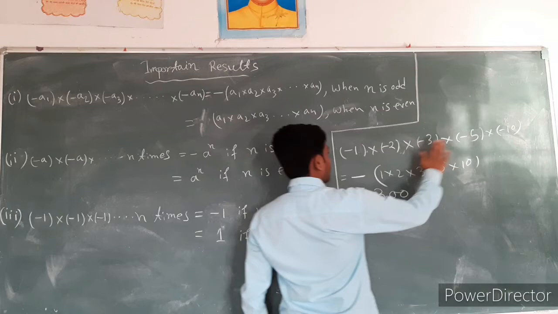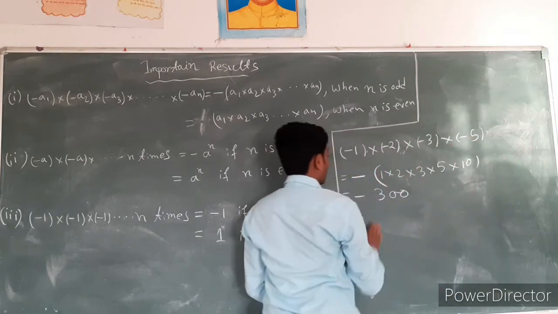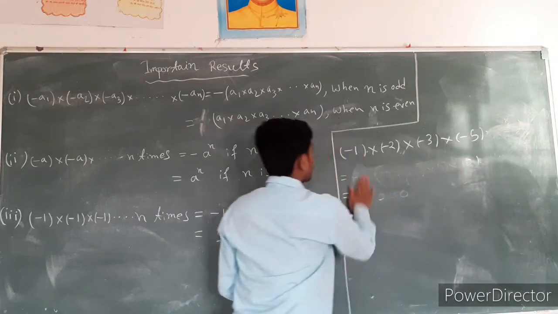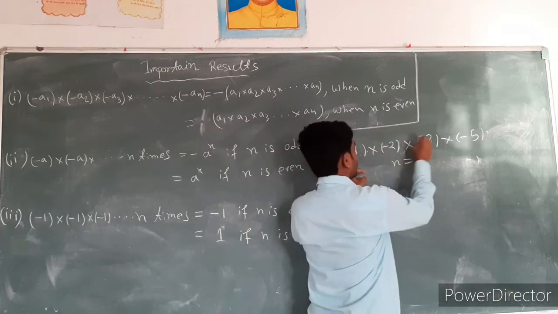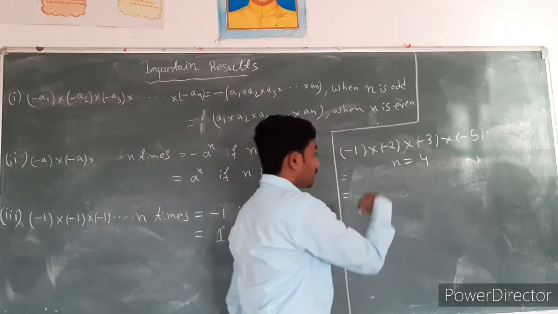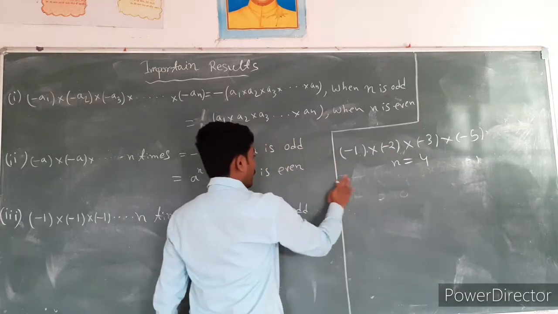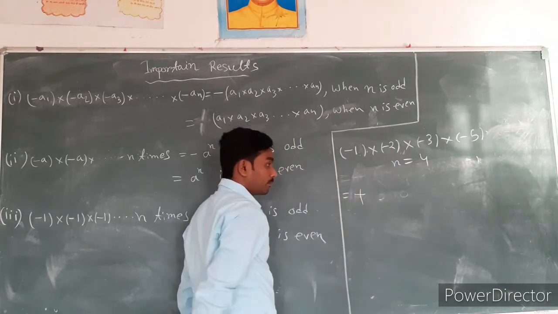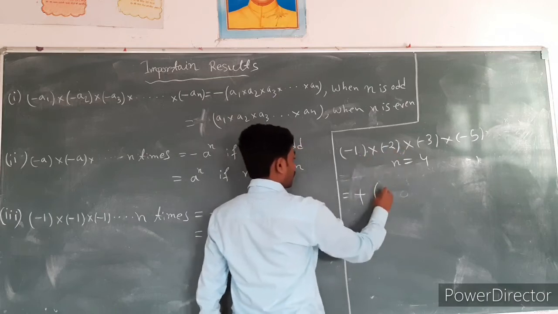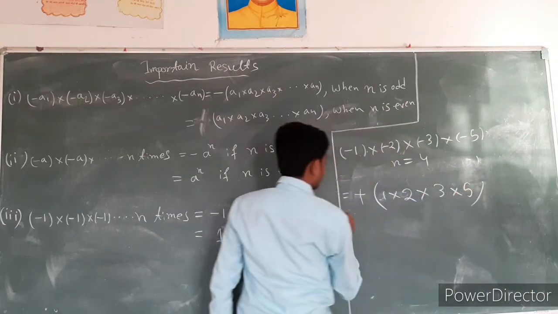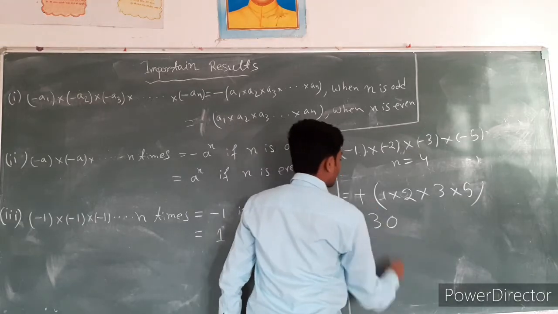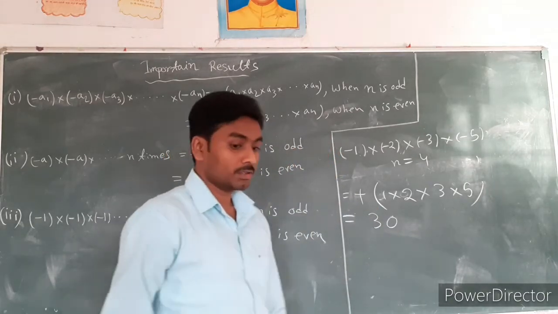And if here n is 1, 2, 3, 4, which is even, the sign of the product will be positive, and next we multiply all the numbers excluding the sign. We get 30.